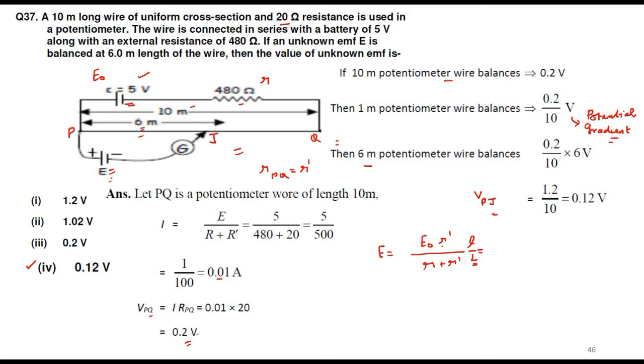Let us check that. E naught into R prime. So 5 into R prime, it is given to be 20 ohm in the question. So 20 divided by R plus R prime, 480 plus 20, into the balancing length 6 by the total length of the potentiometer wire, that is 10. So 5 into 20, 100, divided by 480 plus 20, 500, into 6 by 10.